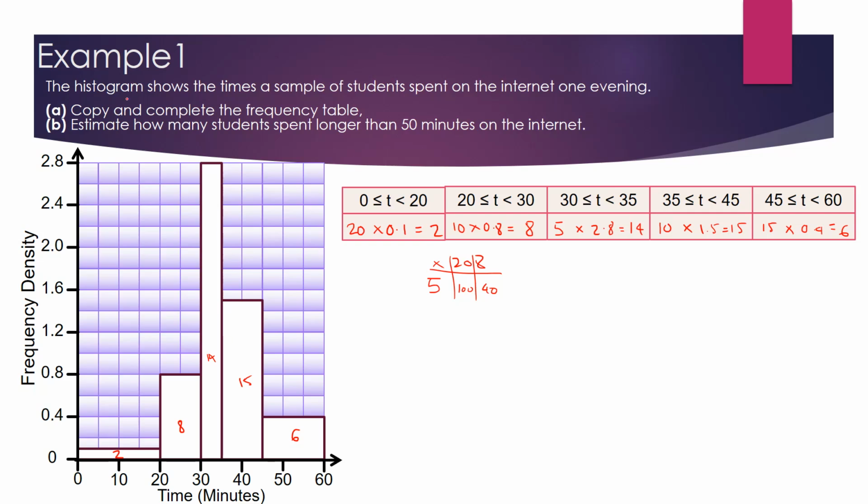Then question B says estimate how many students spent longer than 50 minutes on the internet. So I'm just going to get rid of this that I've done in here a minute.